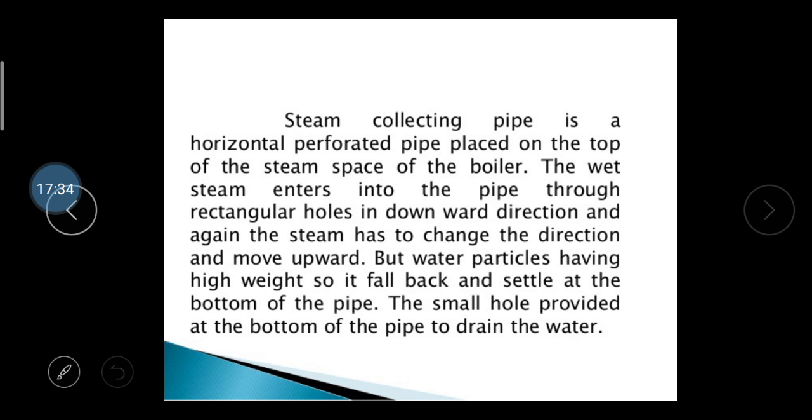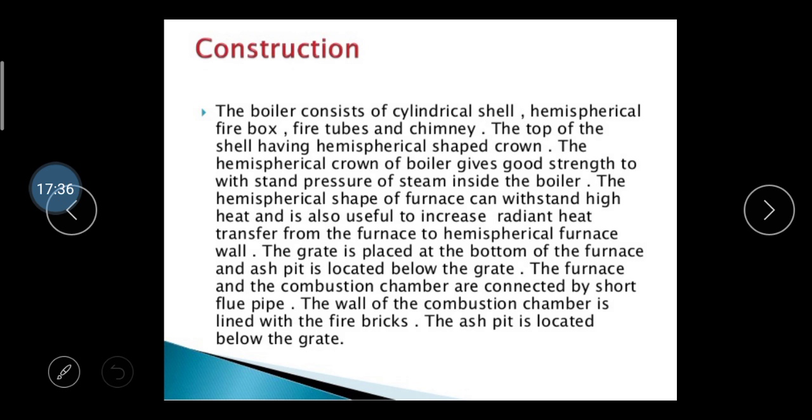Then, what is the construction of the Cochran boiler? The boiler consists of a cylindrical shell, a hemispherical firebox, fire tubes, and a chimney. The top of the shell has a hemispherical crown. The hemispherical crown gives the boiler good strength to withstand the pressure of the steam inside the boiler.